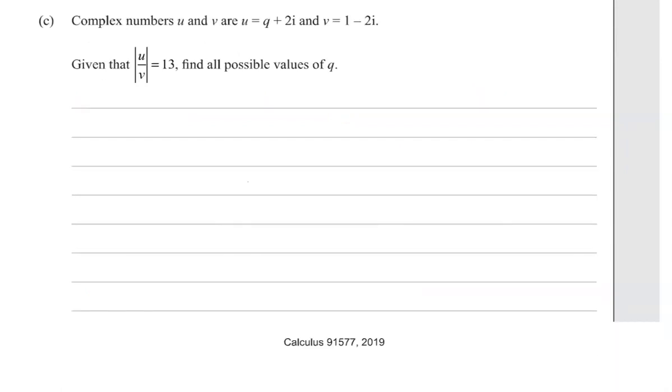For part C, we've got complex numbers u and v that we're given there. We've got a q in here. This is quite common with the questions that are worth more than achieved, is they'll put some algebraic values in there, so you can't just do it on the calculator. So here we've got the modulus of u divided by v is equal to 13. So let's work through what that means.